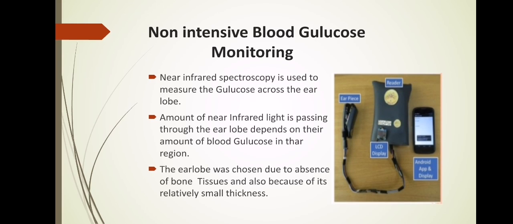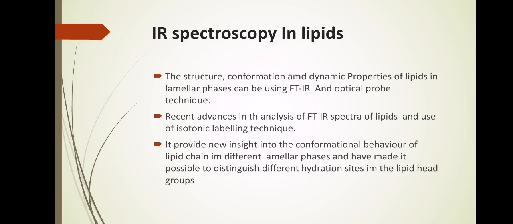Non-invasive blood glucose monitoring. Near-infrared spectroscopy is used to measure glucose across the earlobe. The amount of near-infrared light passing through the earlobe depends on the amount of blood glucose in that region. The earlobe was chosen due to the absence of bone tissue and also because of its relatively small thickness.